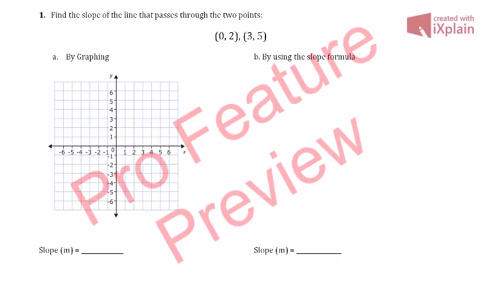Let's start out by graphing these 2 points, (0, 2) and (3, 5). So we have (0, 2) on the graph here, and (3, 5) on the graph here. Let me just draw my line that passes through the points.